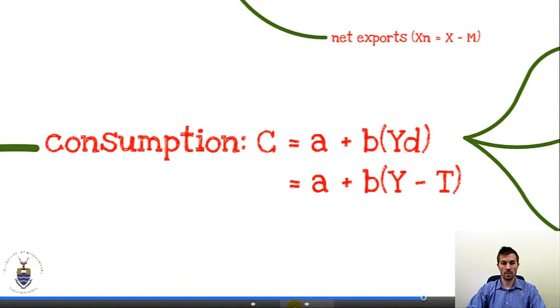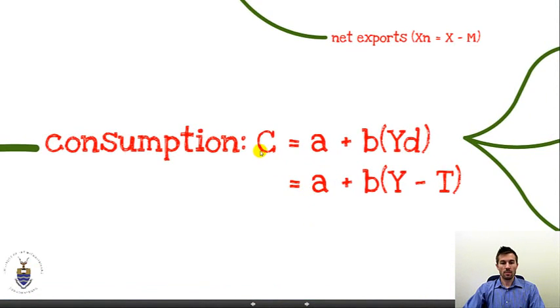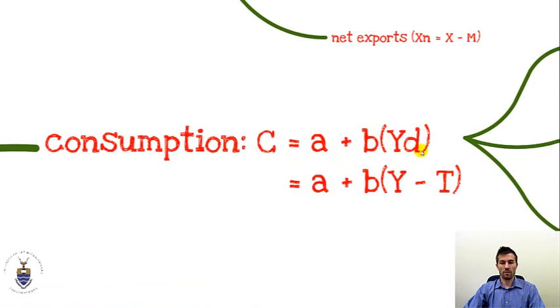Okay, consumption. Consumption, we write as a function of disposable income. In other words, what we say is C is equal to A plus B times YD. This is our intercept term, this is our slope term. We assume that both are positive.